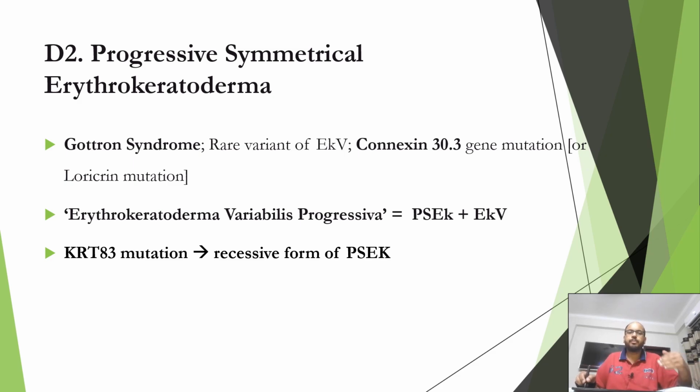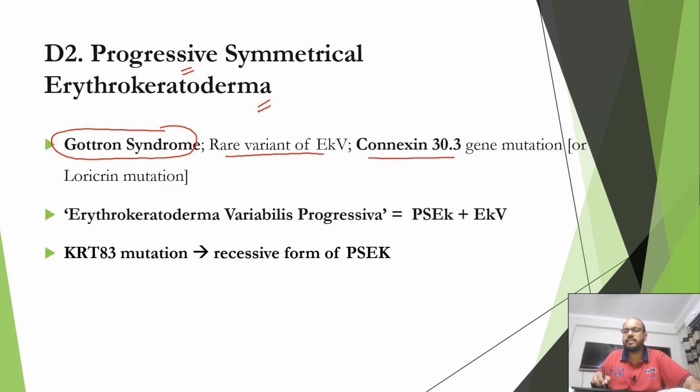The second type is progressive symmetrical erythrokeratoderma. Again, it is a part of erythrokeratoderma, but as the name suggests, it is progressive. Now, in EKV, the lesions were migratory, that means from one place to another. In progressive symmetrical erythrokeratoderma, you have progression. That means only one or a few lesions, and they will stay at the same place, but they will increase in size. They will be progressive. The other name for progressive symmetrical erythrokeratoderma is Gottron syndrome. It's a rare variant of EKV and the mutation lies in connexin 30.3.